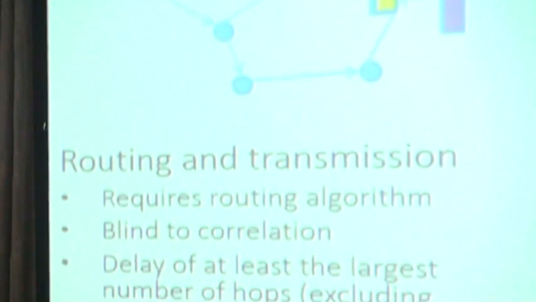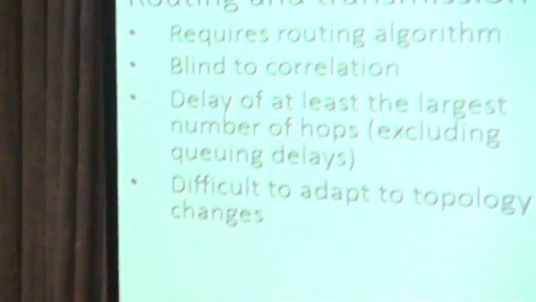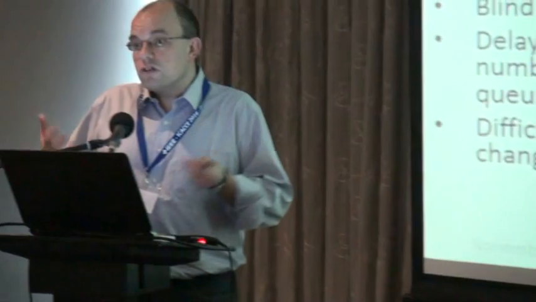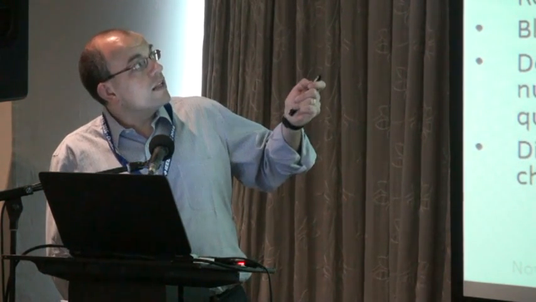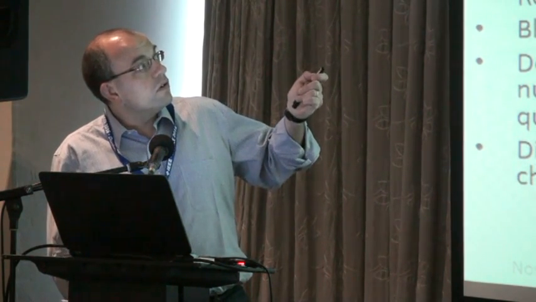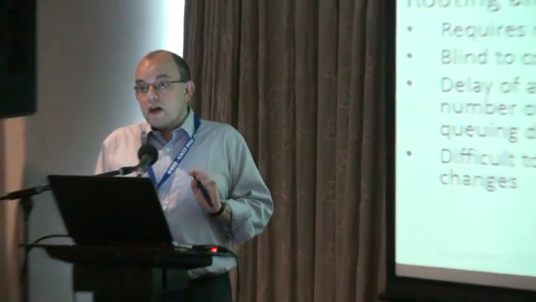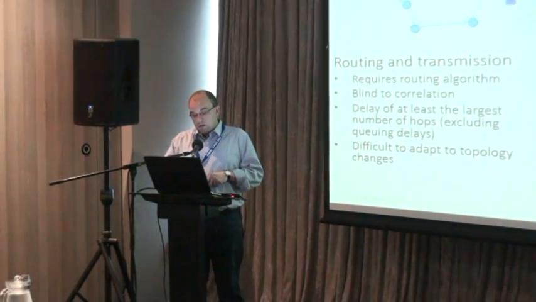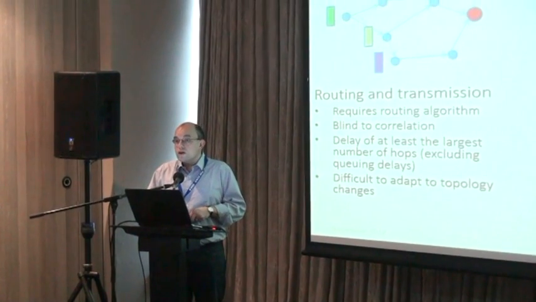So if you do the classical routing and transmission, you have this issue that topology cannot change too much, otherwise you have to reset and recompute everything. The other issue is that the delay is at least the minimum number of hops between the farthest node and the sync node. That's the minimum delay you'll have, and that doesn't take into account the delay in queuing.